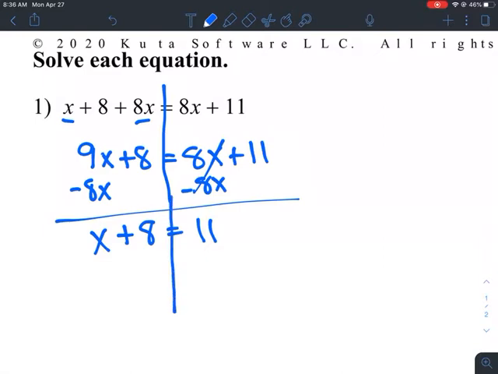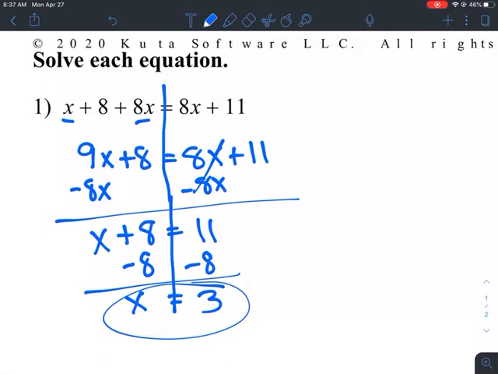Now that I've only got 1x, I have to get it by itself. So I have to undo that plus 8. So the opposite of plus 8 is minus 8. So I'm going to end up with 3. X is all the way by itself. Therefore, your equation has been solved. Pretty awesome, if you ask me.